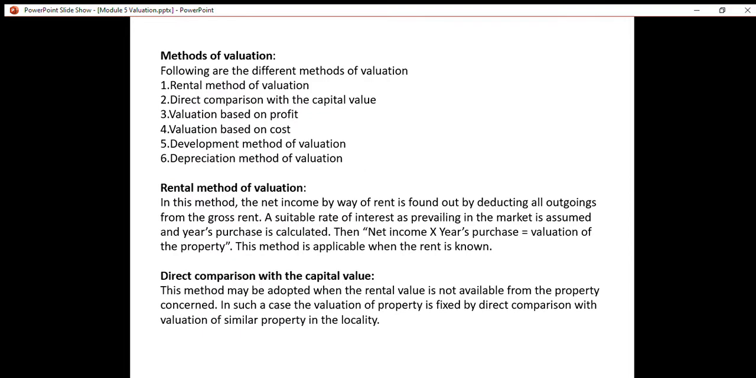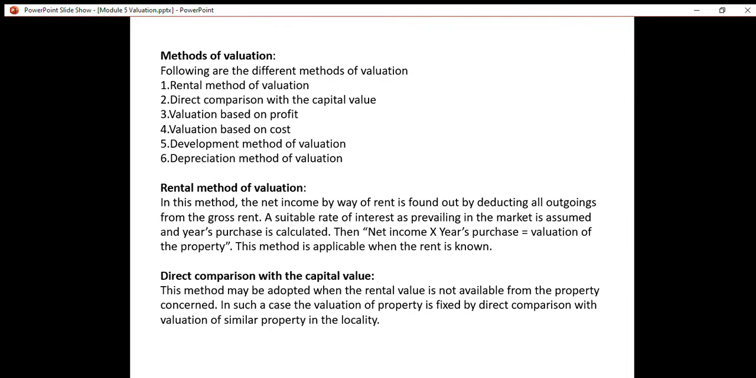So we have understood that valuation means the calculation of present value of property. There are 6 different methods of valuation as listed here. Rental method of valuation, direct comparison with the capital value, valuation based on profit, valuation based on cost, development method of valuation, and depreciation method of valuation. Let us discuss one by one. Rental method of valuation.